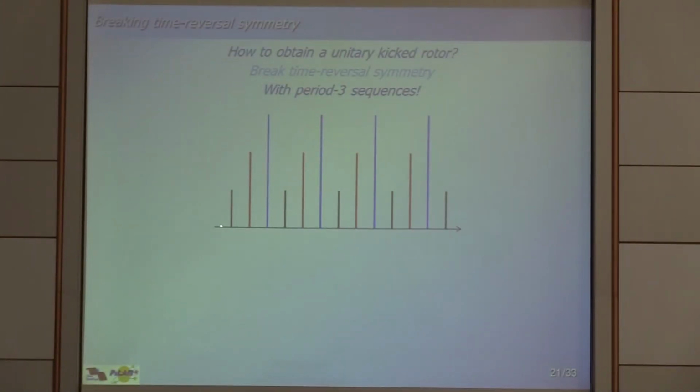So what I try to do, since this is obviously orthogonal, is to find sequences that are not so. How to do that? I should break time reversal invariance, and this can be done with period 3 sequences. This is an example of a period 3 sequence of kicks. You see that the sequence is periodic. This is repeating itself, but inside each period you have different kicks.